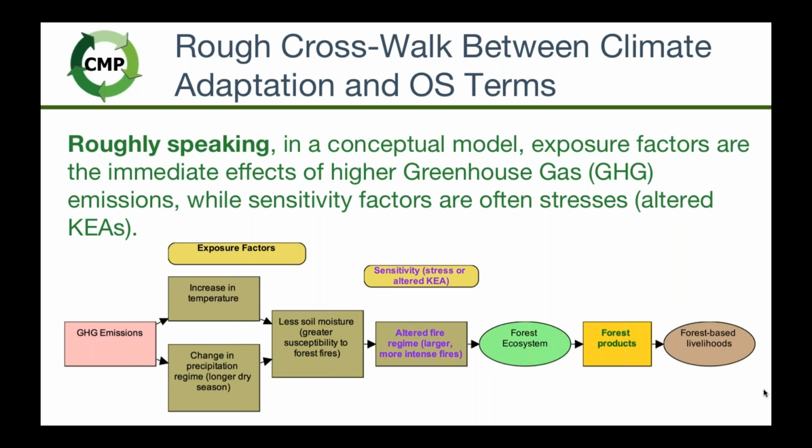So I bolded the "roughly speaking" because something that is an exposure factor in one chain can sometimes be a sensitivity factor in another chain. So it's important not to get too hung up on this. I think it's important for us as conservationists to understand some key terms in the climate adaptation world and roughly what their equivalents are in our open standards terminology and concepts.